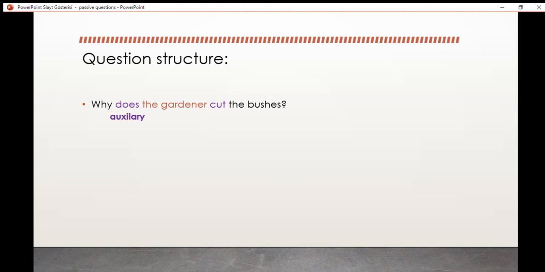Now, does is what we call auxiliary. Auxiliary is do, does, don't, doesn't, is, isn't, are, aren't, will, won't, have, haven't, has, hasn't, had, hadn't. You get the idea. So, if you're not sure if a word is auxiliary or not, you can simply try to make it negative. If you can, it means it's auxiliary. If you can't, it's not.